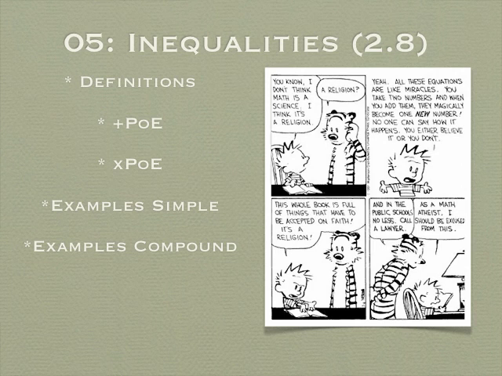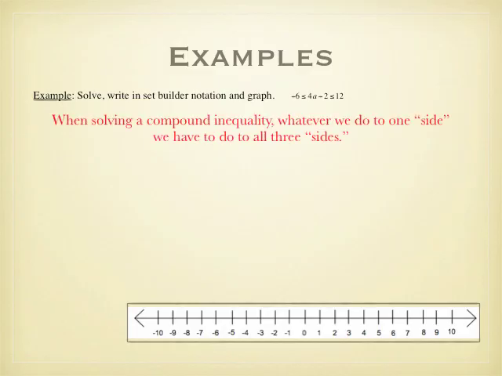The only difference is that if you multiply or divide by a negative number, you have to flip the direction of the inequality. Okay, our next examples will be compound inequalities. All right, now we have a compound inequality. This is one where I have two inequality signs in the inequality.